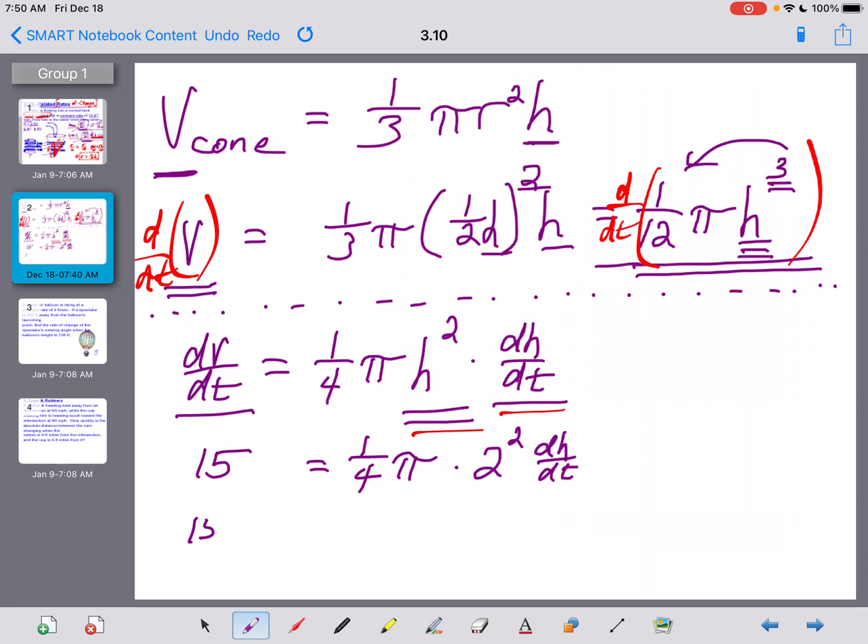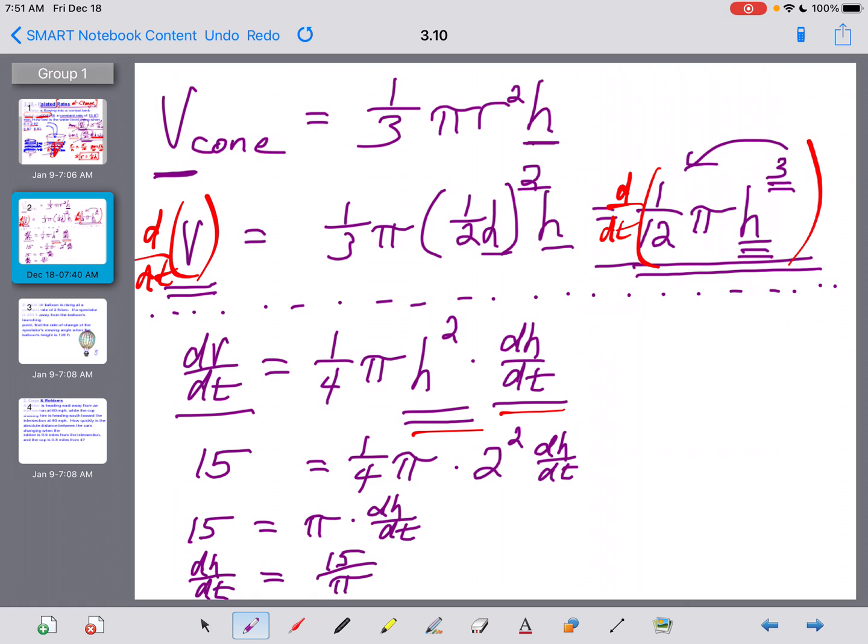We can clean up that right side just a little bit. The 2 squared is going to be a 4 times 1/4, conveniently is just 1. So this is pi times dh/dt. And since we were looking for the value of dh/dt, we would simply divide both sides by pi and get dh/dt is equal to 15 over pi, and that's our answer to this question.